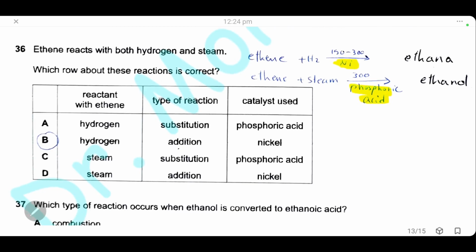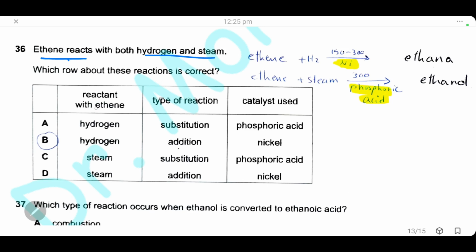Question 36. Ethene reacts with both hydrogen and steam. Which row about this reaction is correct? First, ethene reacts with hydrogen, as we can see, to produce ethane, addition of hydrogen, changing ethene into ethane. And second, ethene can react with steam to form ethanol in addition of water, the alkene changing into alcohol.